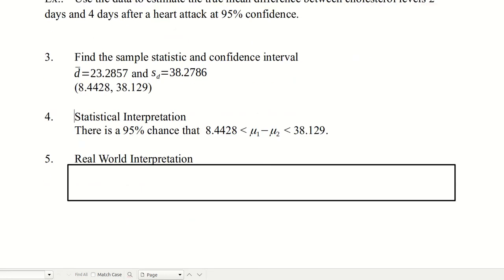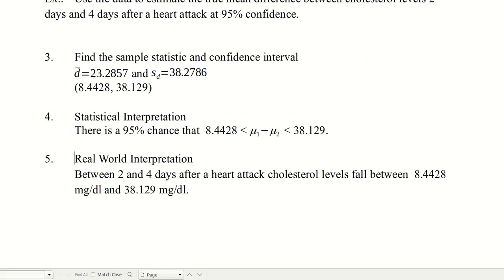38.129. Now, we say this in words, it takes on a whole new meaning because it really is telling us something about the amount that the cholesterol levels fell. Between 2 and 4 days after a heart attack, cholesterol levels fall between 8.4428 milligrams per deciliter and 38.129 milligrams per deciliter.